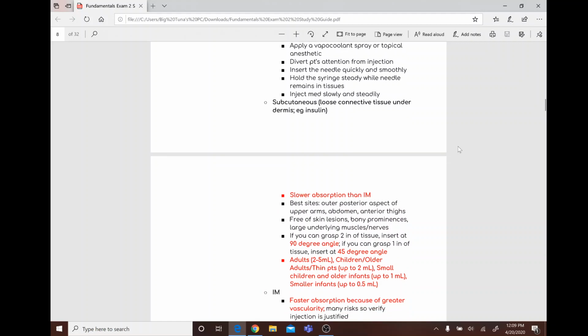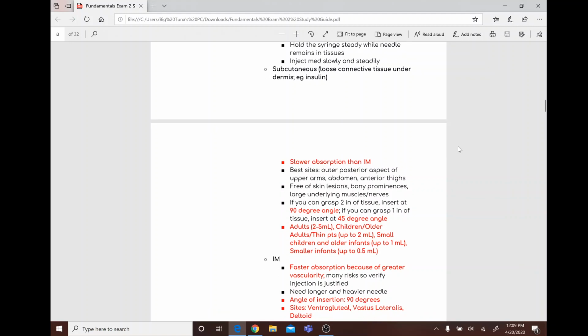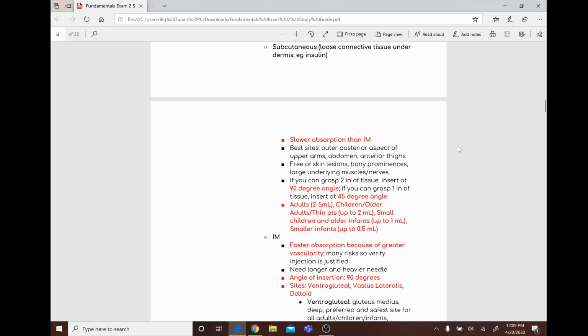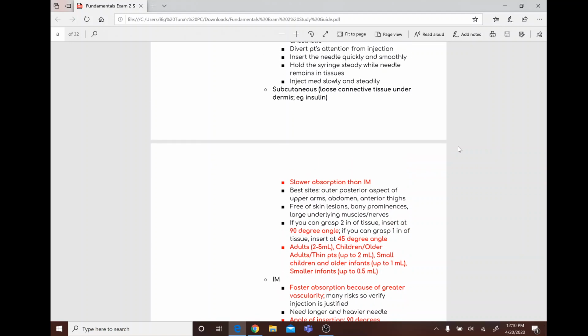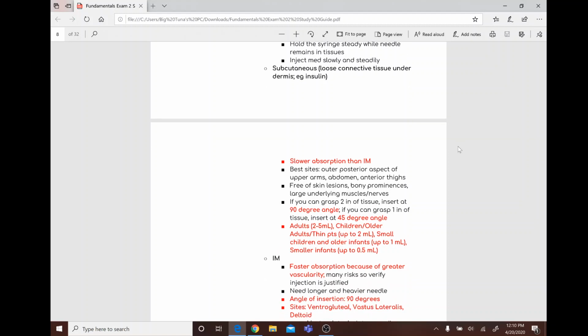Alright. Is IM or sub-Q faster absorption? IM is faster, sub-Q is slower. What are the best sites for sub-Q injections? Outer, posterior aspects of the upper arms, abdomen, anterior thighs. What do we have to make sure about the skin before using subcutaneous injection? Free of skin lesions, bony prominences, large underlying muscles and nerves.